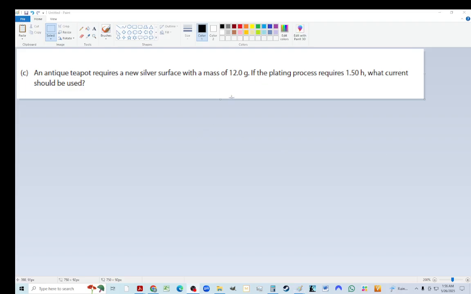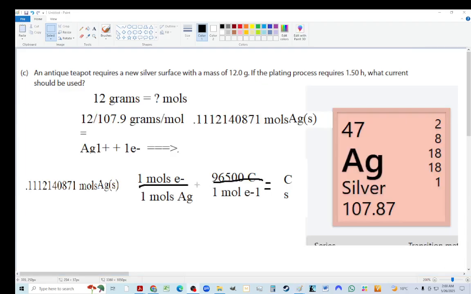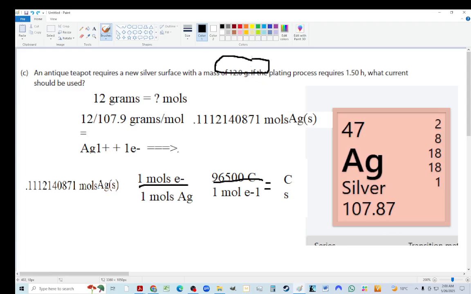So this thing's the same thing, just this time they've left out the current. Exact same process. So we have to figure out the amount of coulombs. Now a little trick here is Ag is almost always 1 plus. So it's going to take 1 electron, a 1-to-1 ratio, which is something they left out of this question. But first we have to figure out how many moles is 12 grams. We figure out it's 0.1112 moles of Ag using the atomic mass of 107.9. We come up with that many moles.